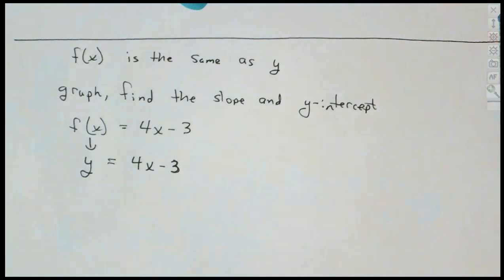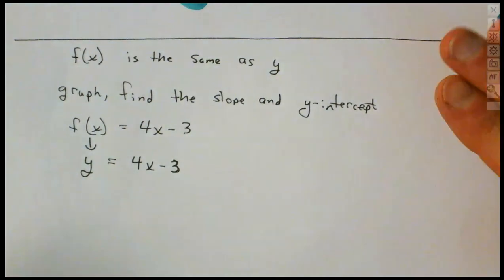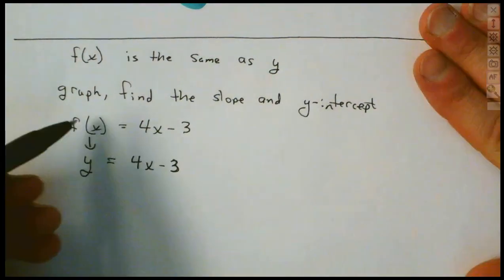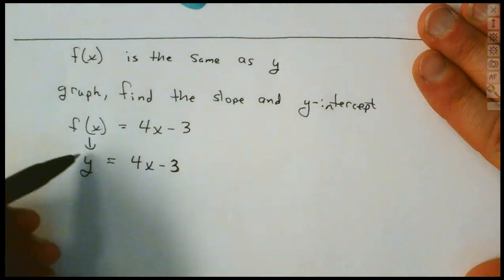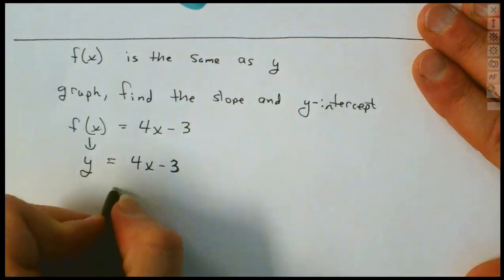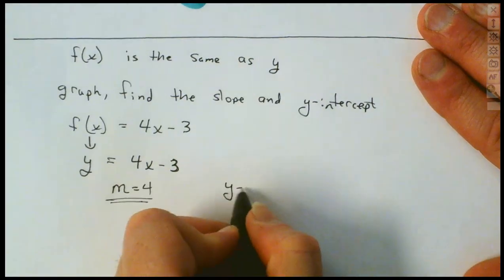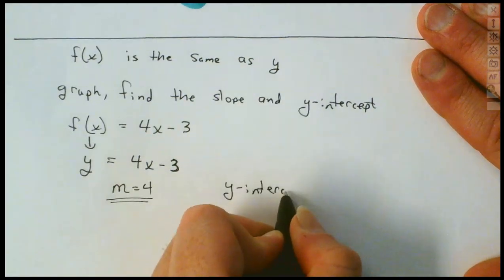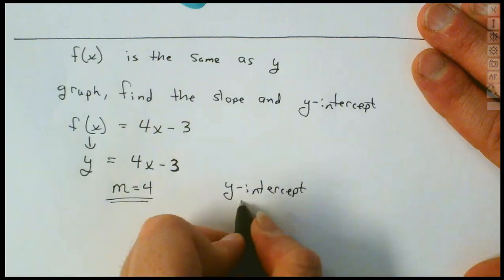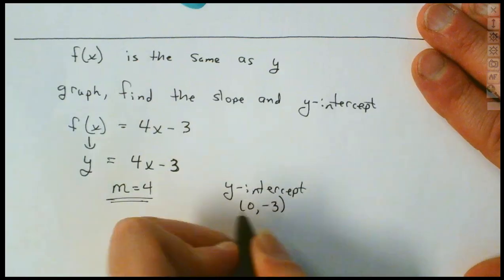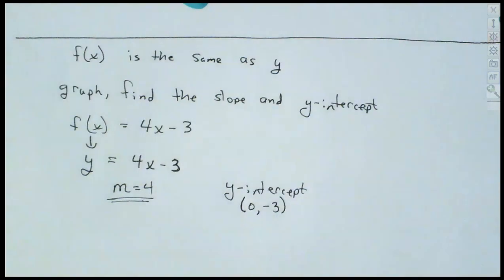Now we can get our slope, and we can get our y-intercept. So it's been solved for y. F of x, remember, is the same as y, so they can be used interchangeably. So my slope is 4, and my y-intercept would be 0, negative 3. That's going to be 0, negative 3 there.